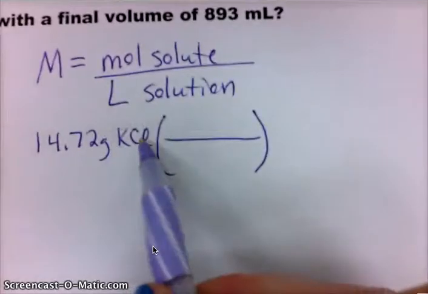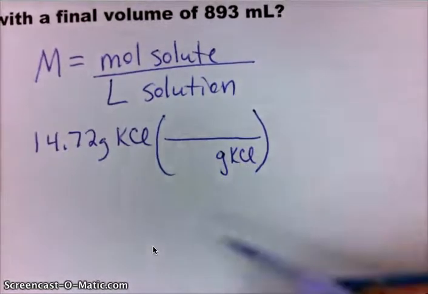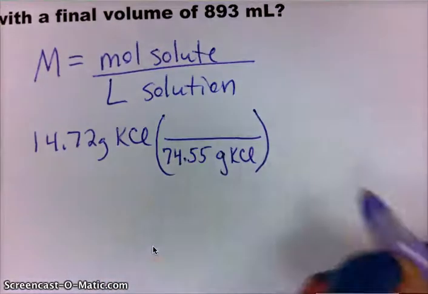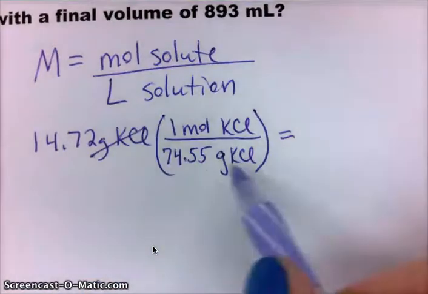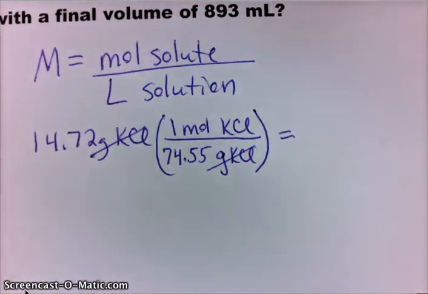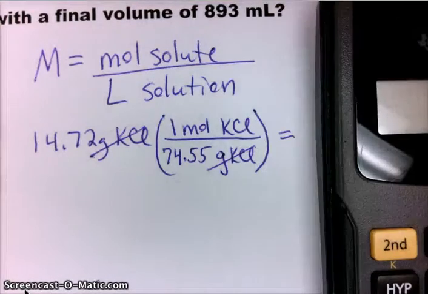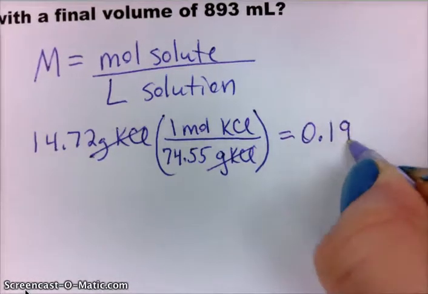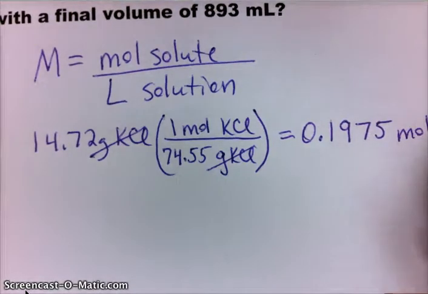Because grams is what I started with, grams of KCl must be what's on the bottom, so it'll cancel out. And we added it up to be 74.55 grams of KCl in the 1 mole of KCl. Grams of KCl cancel out. So I'm going to take 14.72 divided by 74.55 equals 0.1975 moles of KCl.